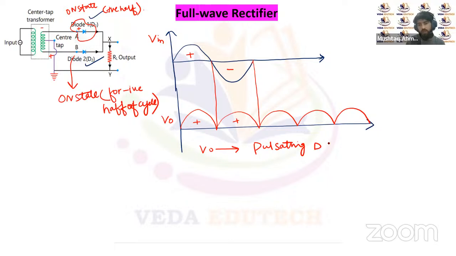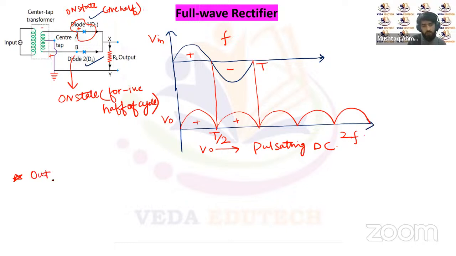Pulsating DC. But if we look at the time period, the time period here is T, but here the time period is T by 2, right? So after half of the time period of the input cycle, the output completes its cycle. Or we can say if the frequency of the input is F, then the frequency of output is 2F, right? So this is a very important point with respect to the full wave rectifier.